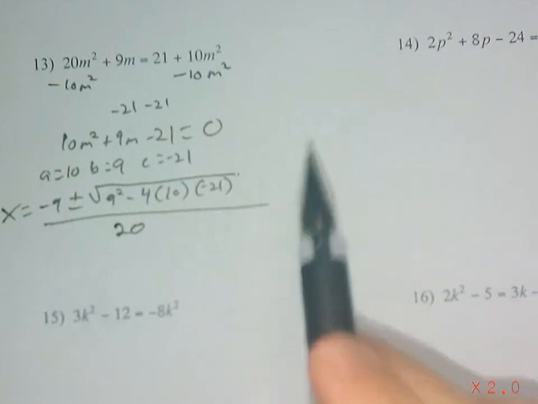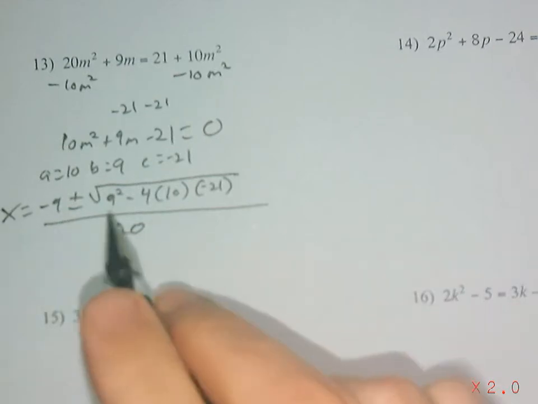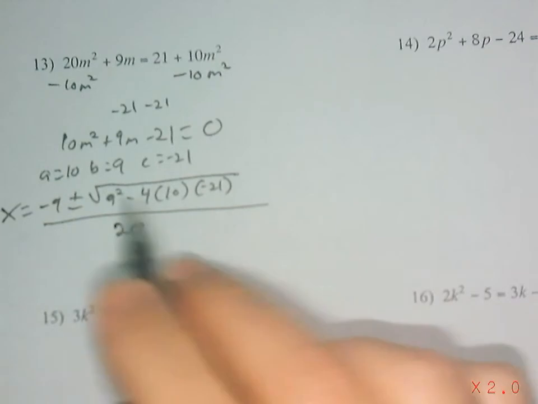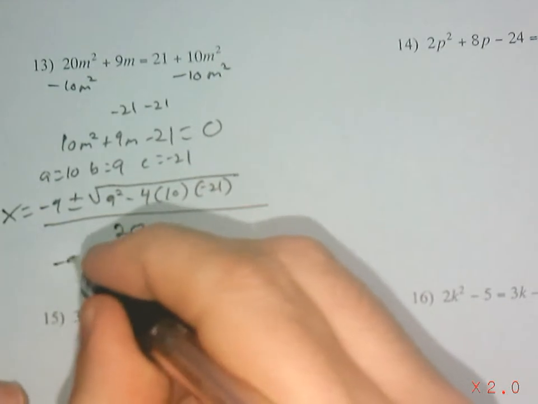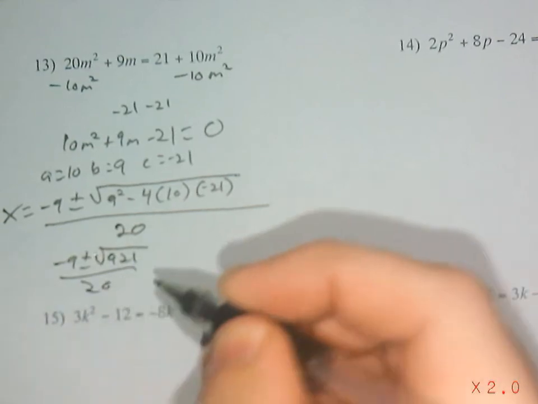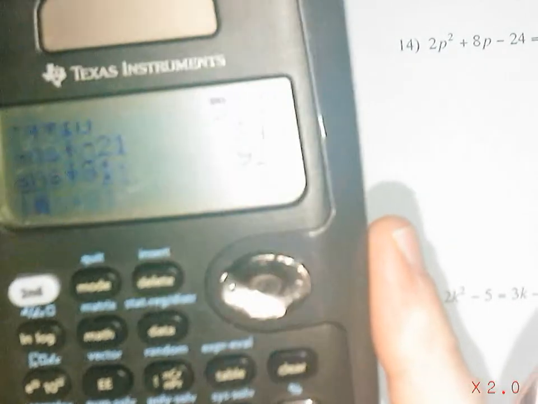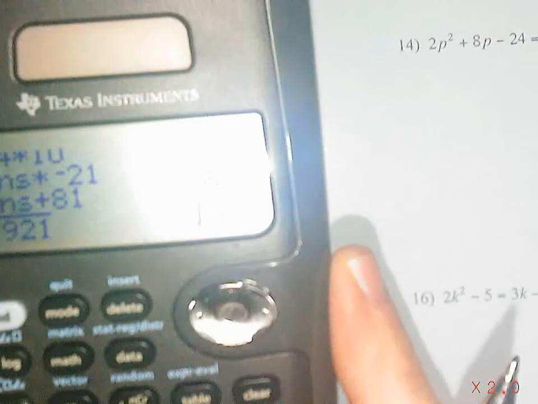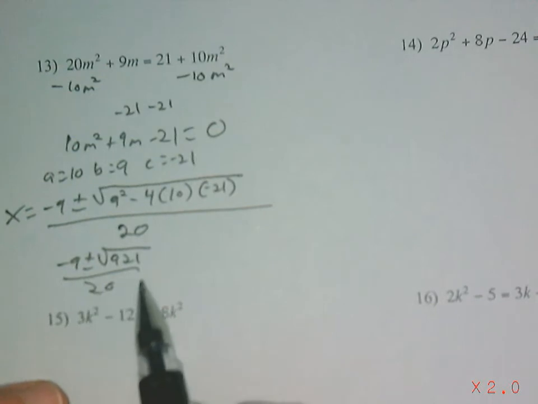Okay, now let's simplify down our discriminant first. So negative 4 times 10 times negative 21 is 840, and then that's positive 840, so then 9 squared is 81, so plus 81, and I get 921. So I have negative 9 plus or minus the square root of 921 all over 20. Now, does 921 become nice when I square root it? So square root of 921 is not nice. So I've just got to leave it as the square root of 921.